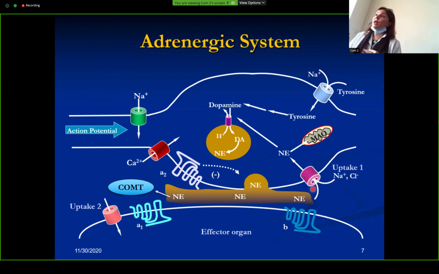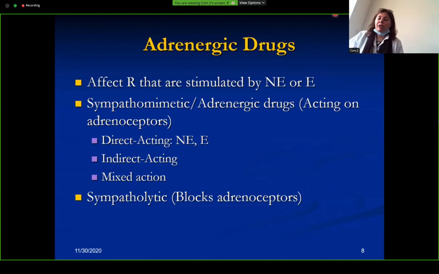Is that clear, the whole concept of the neurotransmitter? I don't want you to memorize the medications. Just go with the flow, how they act, how they are synthesized, and the major medications that I need you to remember in the sympathetic. The adrenergic drugs are stimulated by norepinephrine or epinephrine. We call them sympathomimetic, or adrenergic drugs, which act on what? Receptors. We have direct acting. What does direct acting mean? They directly act on the receptor, which is the norepinephrine and epinephrine.